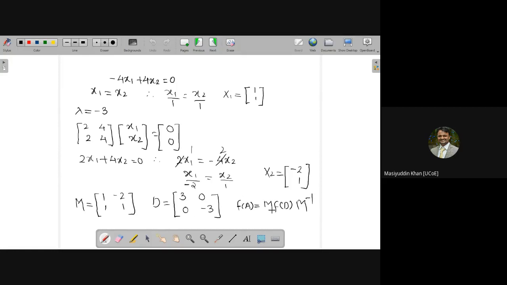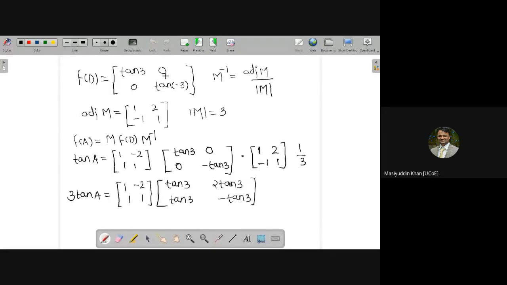Now this was our formula, clearly mentioned; this is the formula we have to use for this kind of problem. Now f of a is equal to what? I'm just writing here, f of a is clearly given, that is tan of a. f of a is equal to tan of a. So what will be f of d? We have to just place this tan at the diagonal elements. f of d means we place tan at the diagonal places. So this will become tan 3. You can see that f of d is equal to tan 3, 0, 0, tan of minus 3.